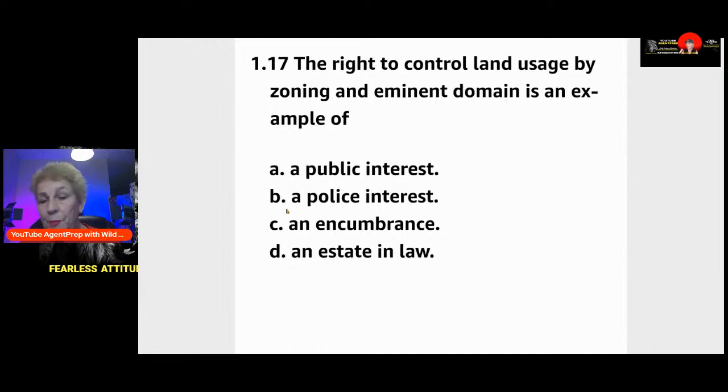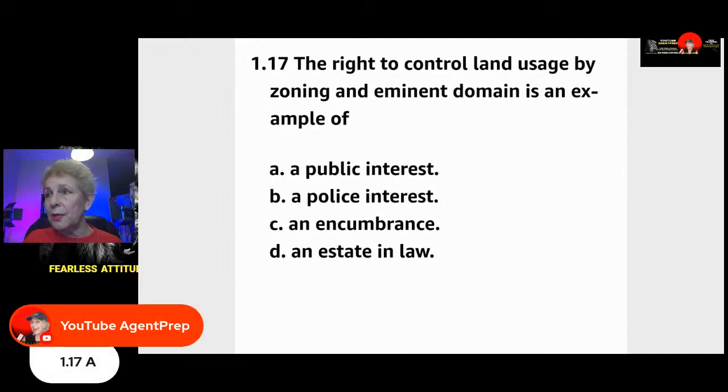Okay, so whoever answered B, let's see, how come I don't see your name? Am I posting in the wrong place here? Okay, so public interest. You were thinking of public powers and police powers. So there are 4 police powers, right? That's not the situation here. The right to control land usage by zoning and eminent domain is for public interest, okay? Oh, that's Lisbeth. Yeah, Lisbeth answered B. Okay, got it.